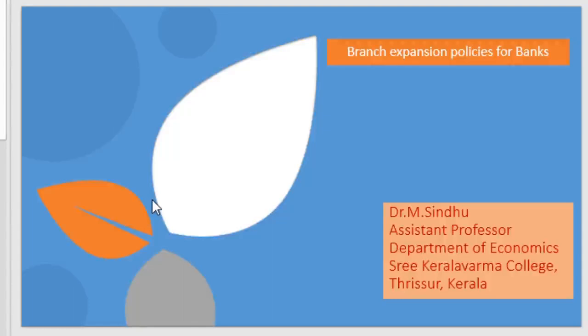In this class, we are going to explain about the branch expansion policies for banks in India. We know that after independence, the number of bank branches has increased enormously, and it has increased in rural, urban, and semi-urban areas. Bank-wise, also, the number of branches has increased. In this section, we are going to explain about the progress of branch expansion policies in India over the period.